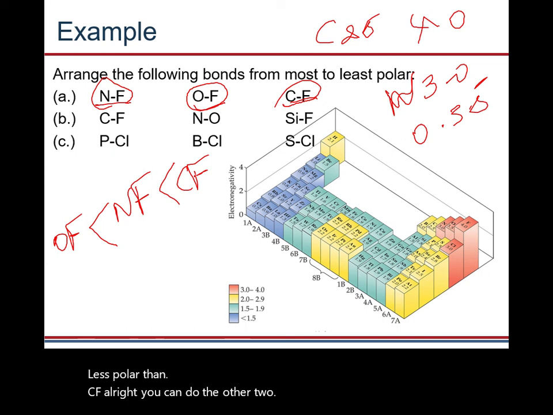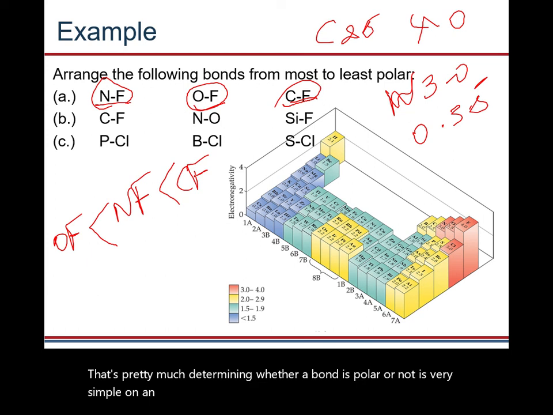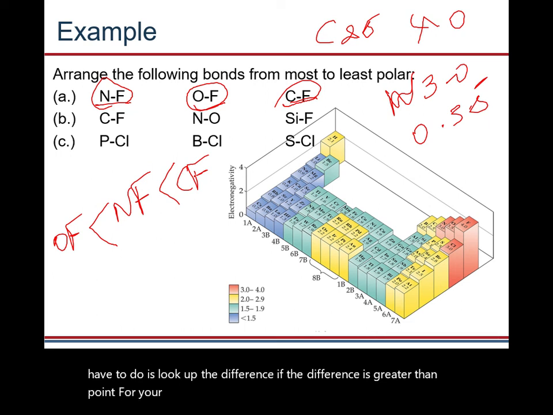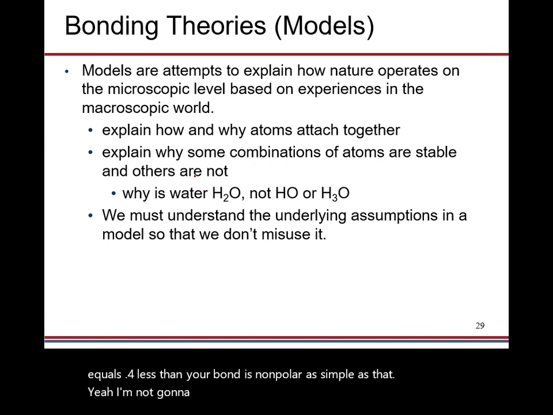That's pretty much it. Determining whether a bond is polar or not is very simple. On an exam, you will be given the electronegativity values. All you have to do is look up the difference. If the difference is greater than 0.4, your bond is polar. If it equals 0.4 or less, then your bond is non-polar. As simple as that. Okay, I'm not going to spend any more time on that.